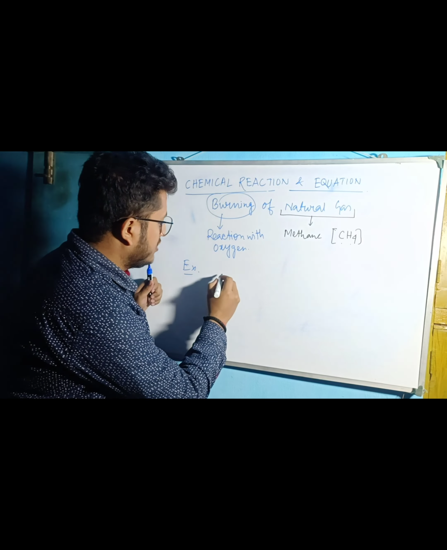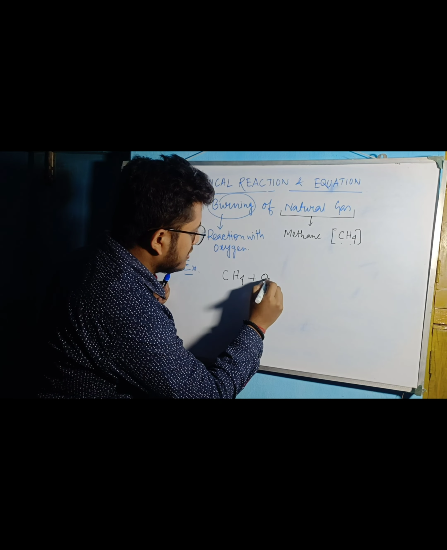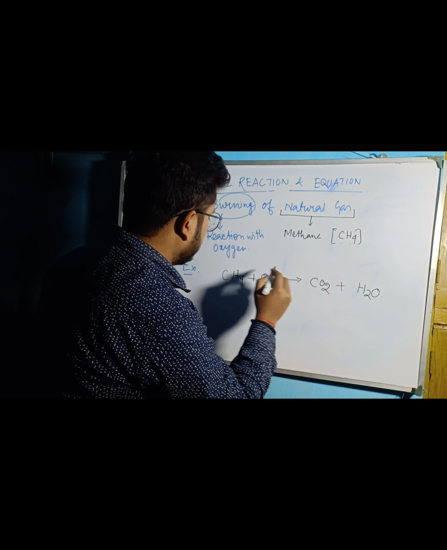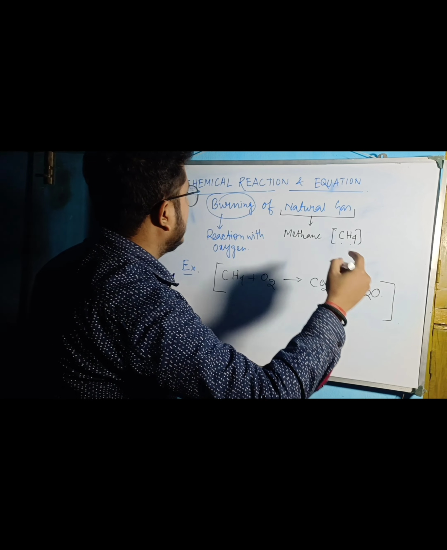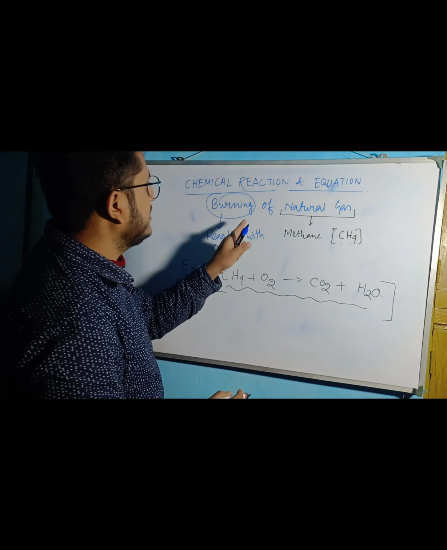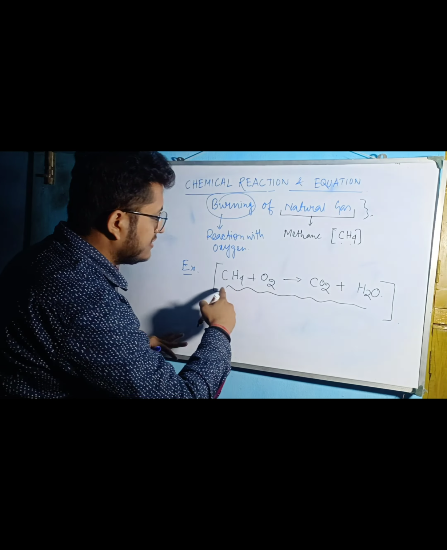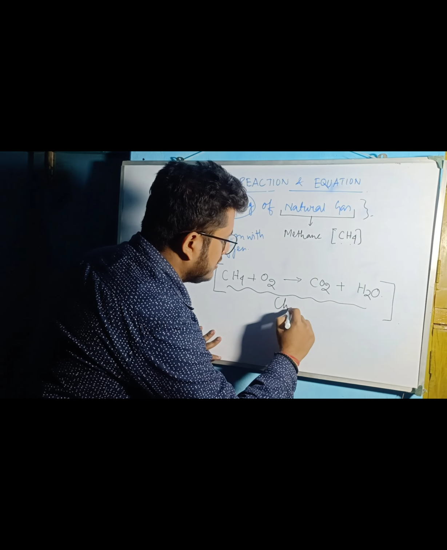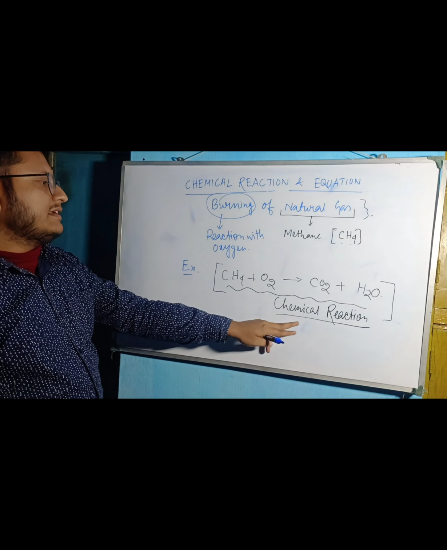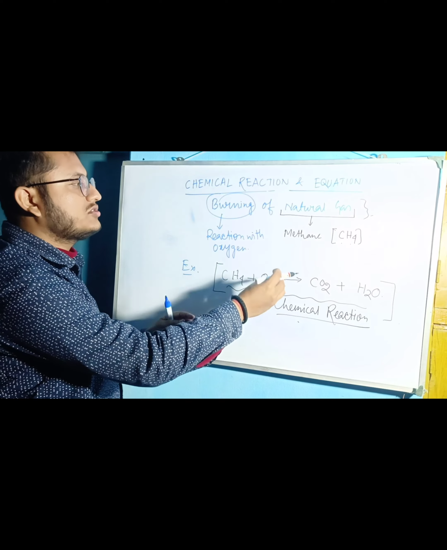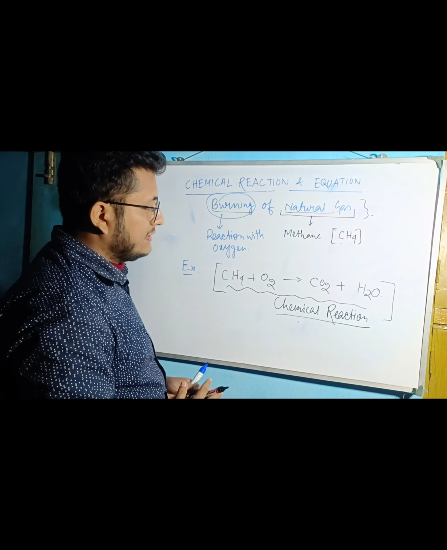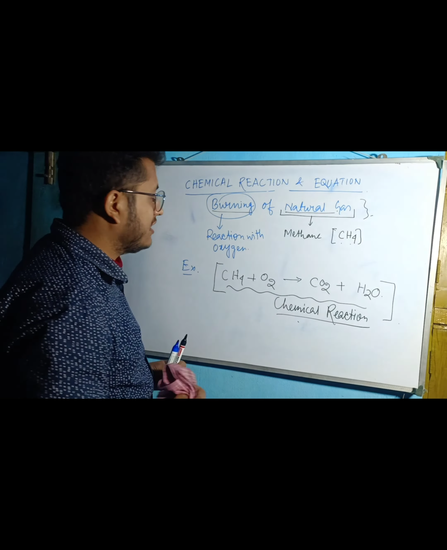Now, what is the chemical reaction? If we represent it, CH4 plus oxygen gives carbon dioxide and water. So this is a chemical reaction which occurs when burning of natural gas is processing. It is a chemical change in which this reaction is occurring. We have already said that chemical reactions are processes occurring in daily life, for example burning of natural gas. So now we will discuss what is a chemical equation.